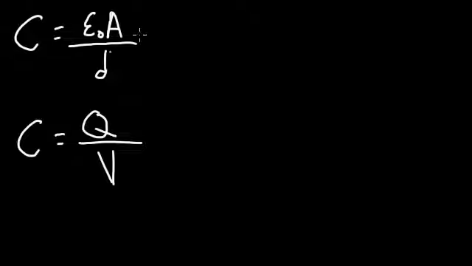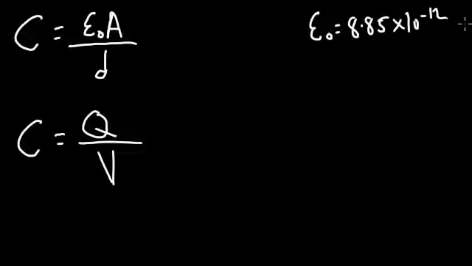Now let's pay more attention to the first equation. This equation changes in structure depending on the dielectric that is in between the two materials. Now, like I said earlier, you use this if the dielectric is a vacuum. In case you are wondering what the value of epsilon naught is, we call it the permittivity of free space. And its magnitude is 8.85 times 10 to the power of negative 12, and its SI unit is coulomb squared per newton meter squared.